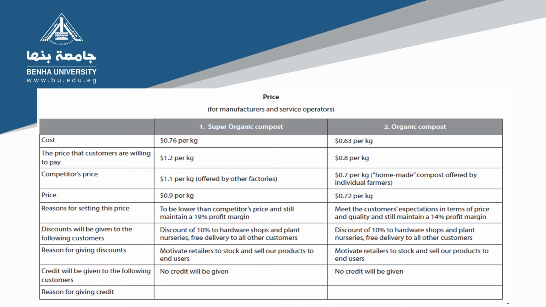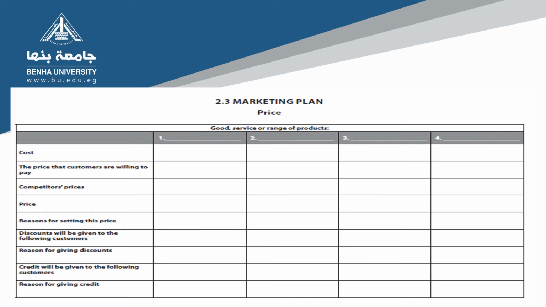Also, they show discounts that will be given to the customers. Also, they determine the reasons for giving discounts. Also, if they offer credit, they should show this in the table. Also, they should determine reasons for giving credit. Now, back to your business plan book, you will see the same table as in the example.